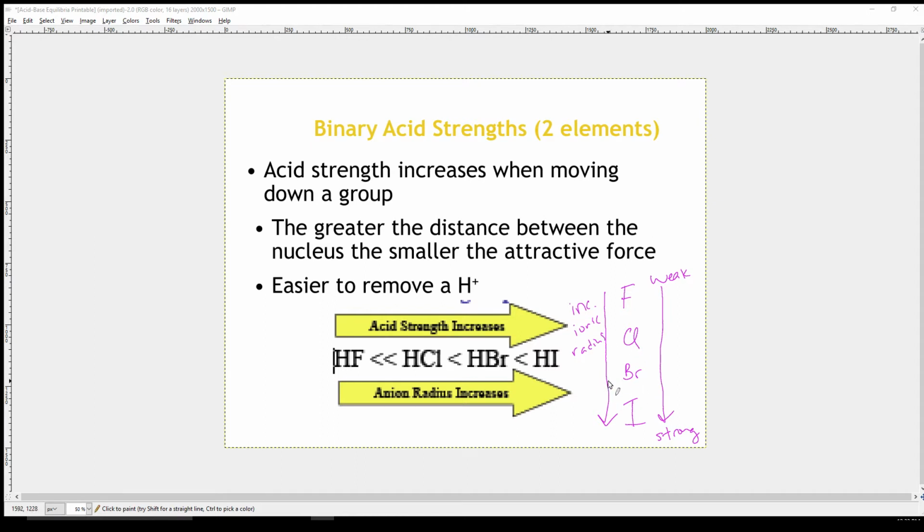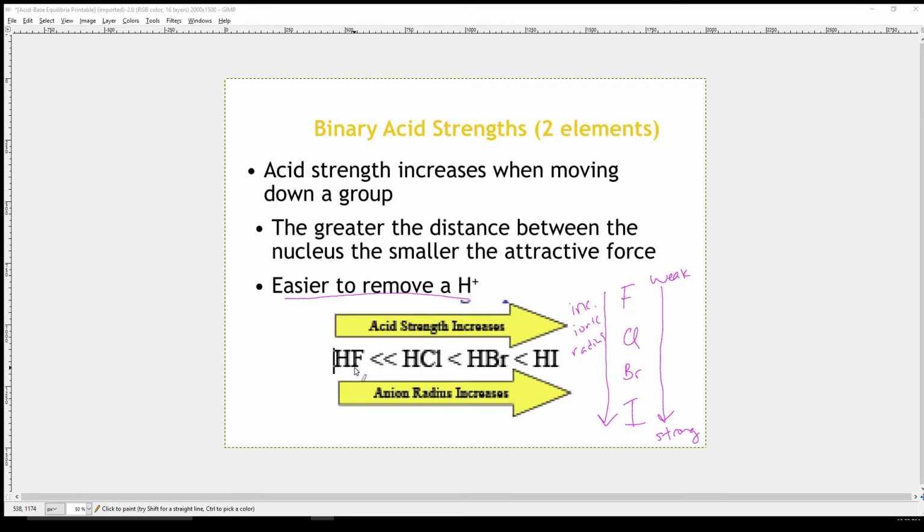And as you increase the ionic radius, the attractive forces diminish. And so in HI, our iodide is not holding on to that hydrogen with a whole lot of force, because that nucleus is so far away from that hydrogen, you're able to pull that hydrogen off very easily. It's easier to remove the hydrogen in a large compound.